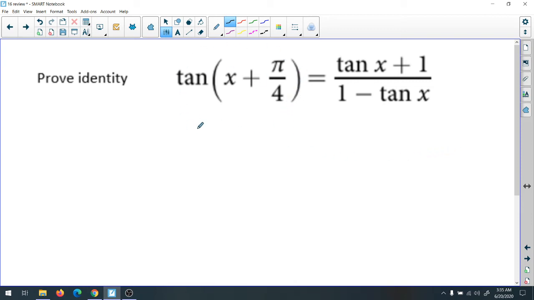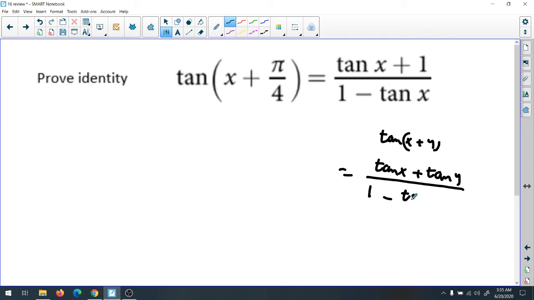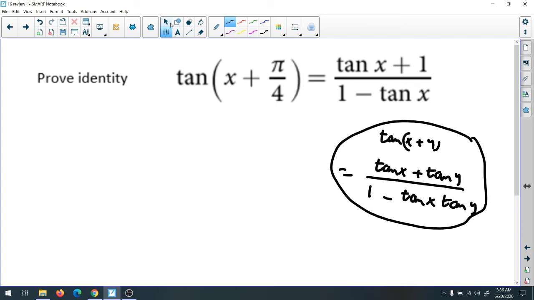So we need to expand using the formula for tangent of a sum. As we know, tangent of x plus y is tangent x plus tangent y, over 1 minus tangent x times tangent y. That's the formula. Okay, let's apply this formula here.